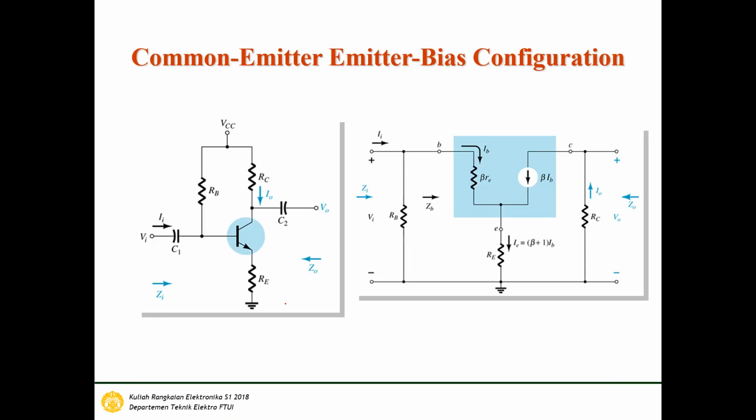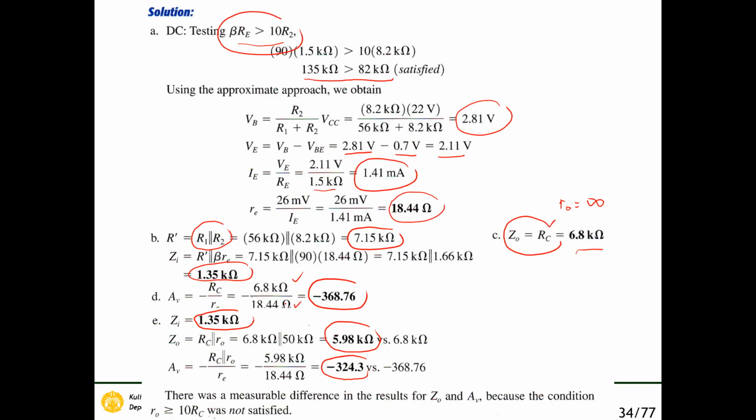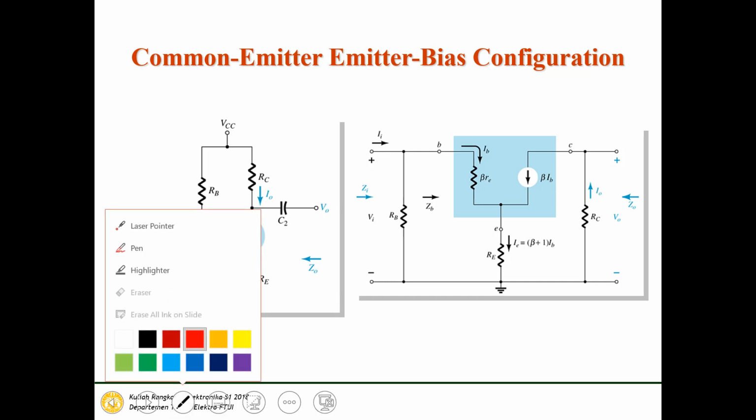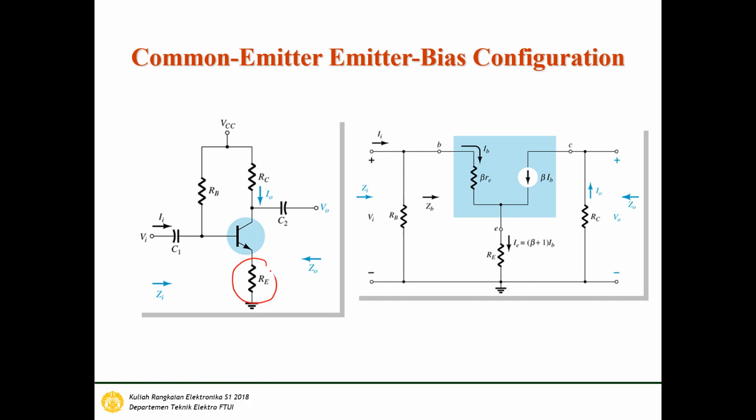Okay, and then the next configuration is the common emitter bias configuration. In this one, we have the fixed bias, and then we have the emitter resistor here. So we connect just an emitter resistor here. So we call that the emitter bias configuration.